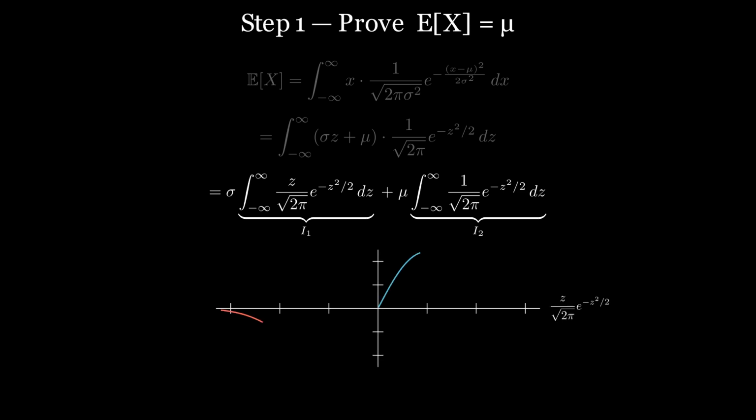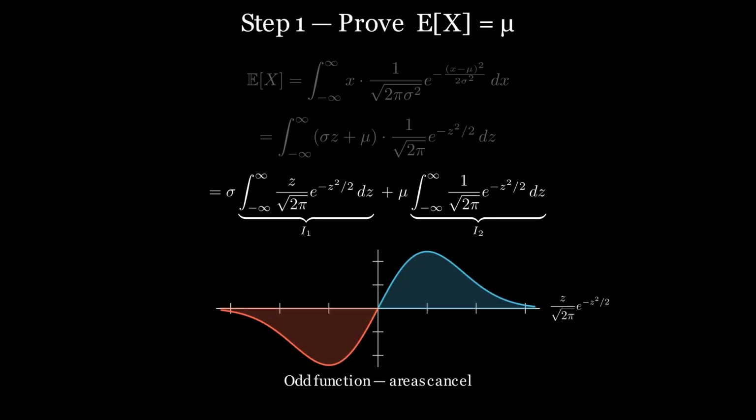Look carefully at the integrand of I1, z times phi of z, where phi is the standard normal density. This function is odd. For every positive value of z, the function is positive, shown in blue. At the symmetric negative value, the function is exactly negative, shown in red. The blue and red areas are perfect mirror images. When integrated over the entire real line, they cancel exactly. I1 equals 0. By symmetry alone, no computation required.